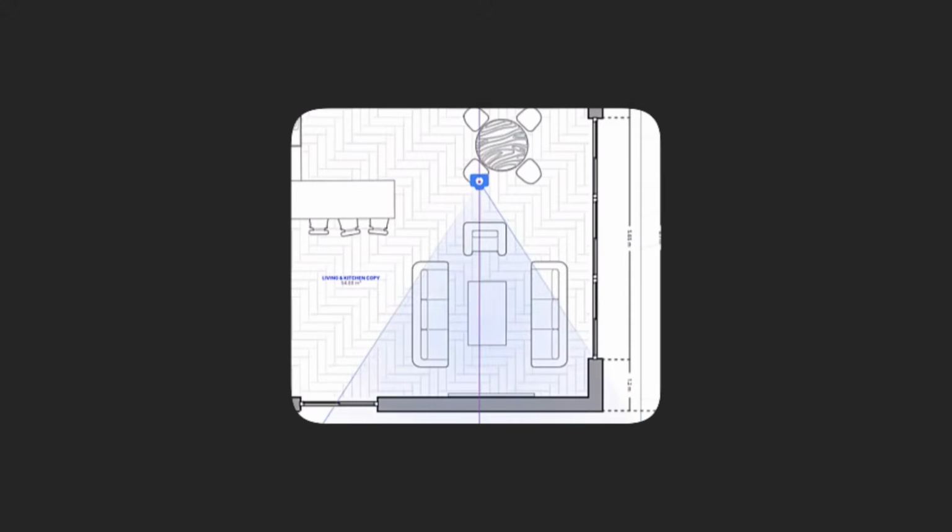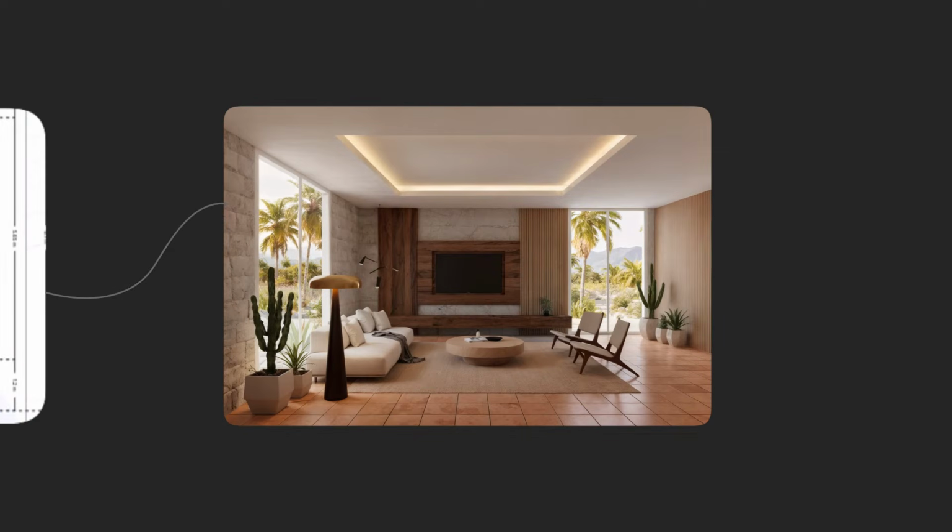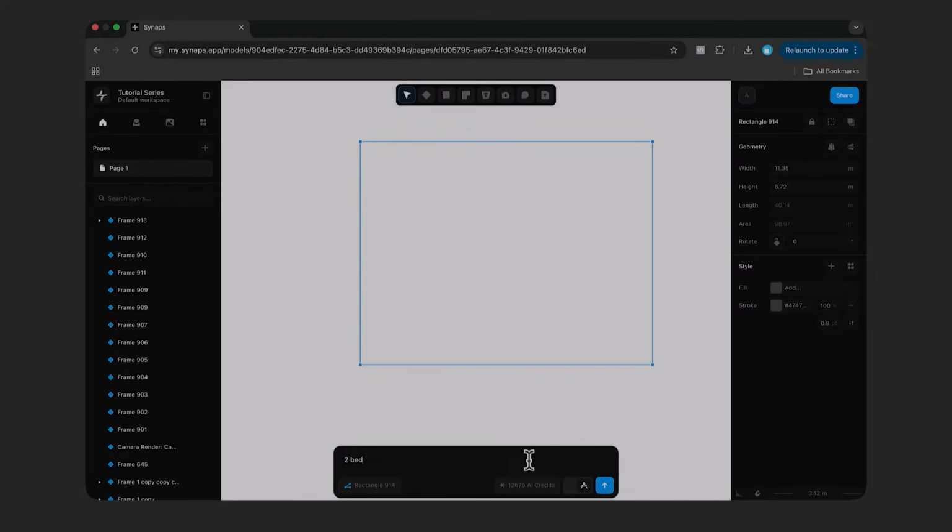So in this video, I'm going to show you how we can go from a 2D floor plan to a 3D render in real scale in 9.8 seconds and how we can generate floor plans in just 3 seconds. Without further ado, let's jump straight into it.